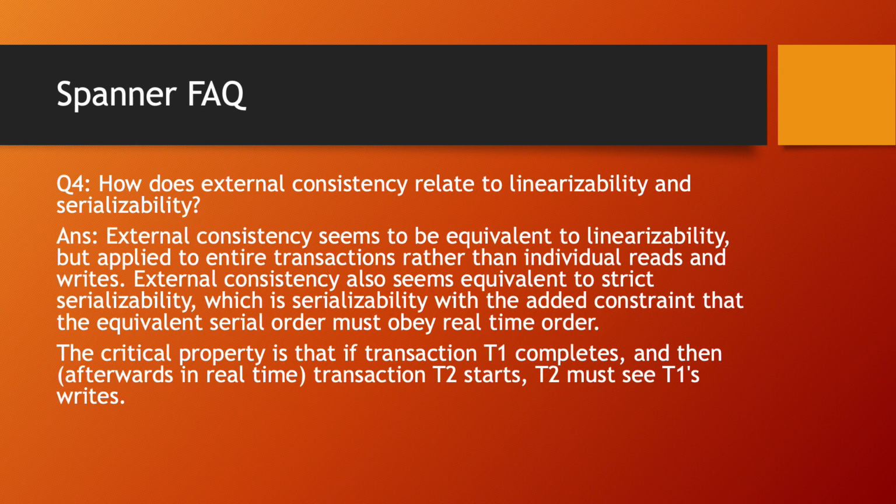How does external consistency relate to linearizability and serializability? External consistency seems to be equivalent to linearizability, but applied to entire transactions rather than individual reads and writes. External consistency also seems equivalent to strict serializability, which is serializability with the added constraint that the equivalent serial order must obey the real-time order. The critical property is that if transaction T1 completes and then transaction T2 starts, T2 must see T1's writes.